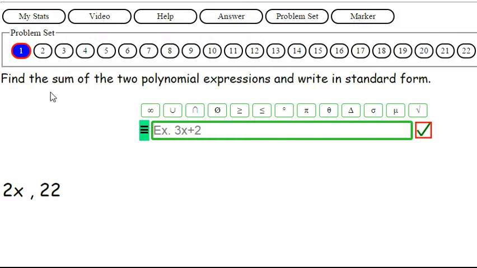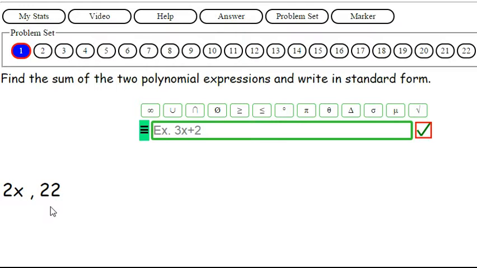Okay, so it says find the sum of the two polynomial expressions and write in standard form. So this is considered to be a polynomial expression, and so is this one. You're probably like, well, that's just a number, but technically these are. And these are also just considered to be monomials. But let's just do what it says up here, alright?